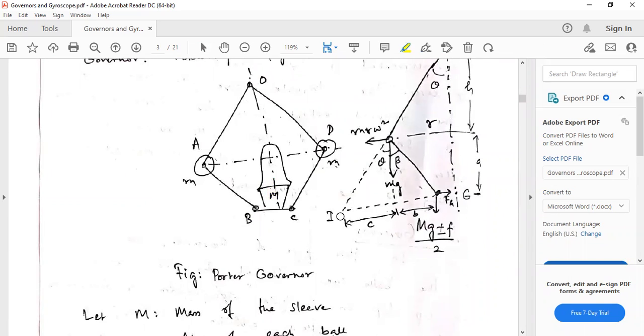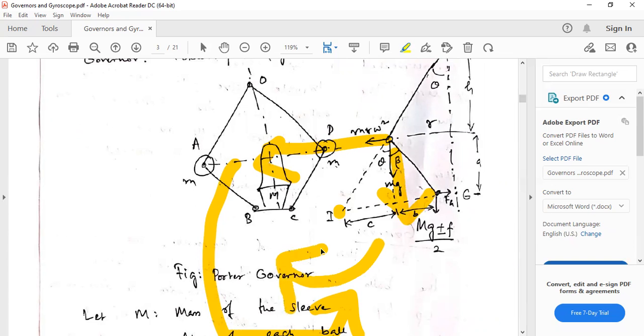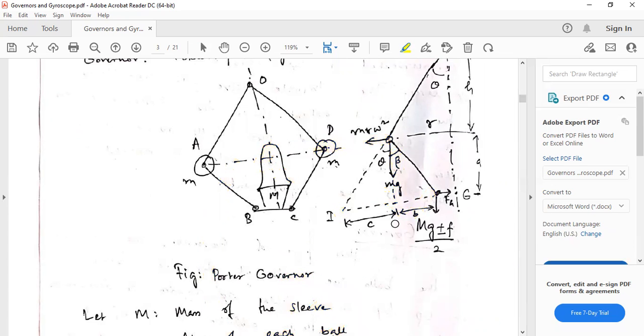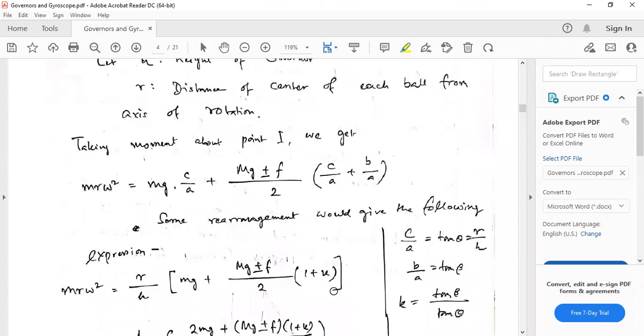Now if you take the moment about this point I, then you can see that this force will cause, sorry, an anticlockwise moment. Mr omega square will cause an anticlockwise moment. Mg, this force will cause a clockwise moment about I. And then this mg plus minus f by 2 will also cause a clockwise moment about this. Right, now we will write down the moment.